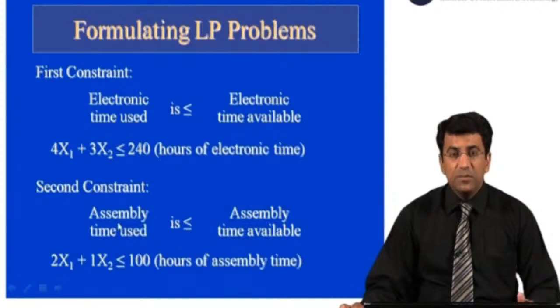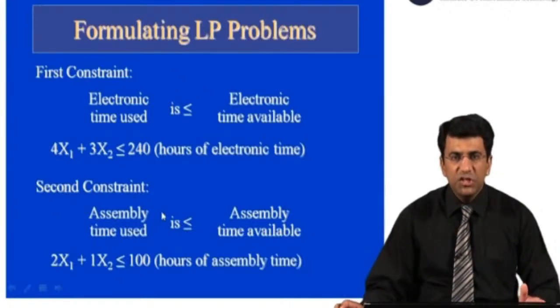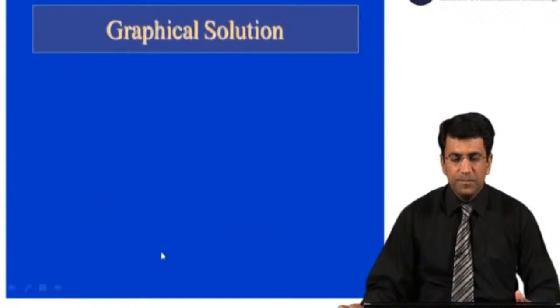The second constraint is the assembly constraint. Again, the total assembly time used for the production of x1 quantity of product 1 and x2 quantity of product 2 will be 2x1 plus 1x2, should be less than or equal to 100. That is the capacity of assembly work. So in this way we will have to convert those statements or tables or the information into the representation of constraints in the form of these inequalities.